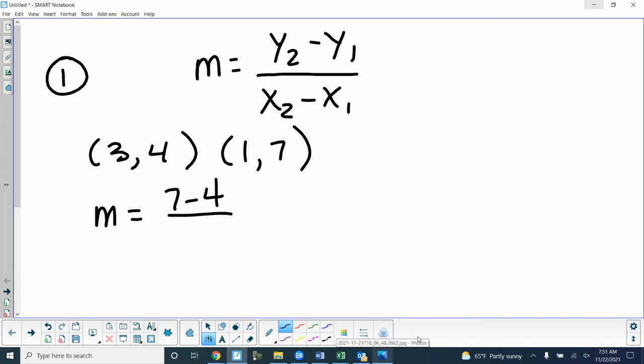y2 is 7 minus y1, 4. And then x2, 1 minus x1, 3.